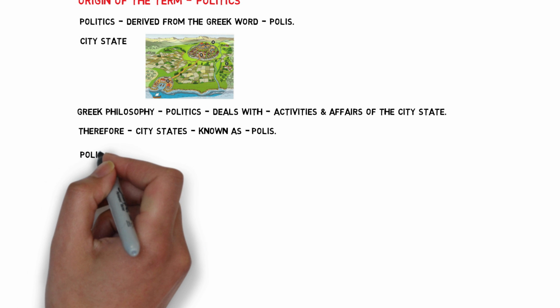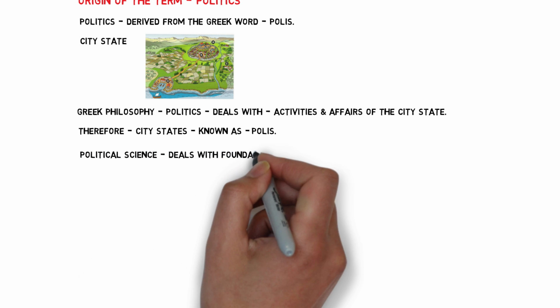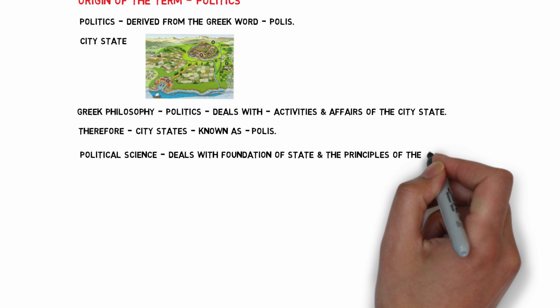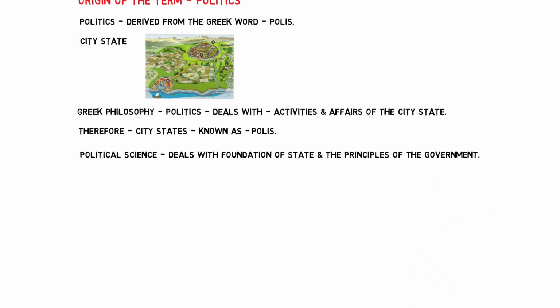Moving on, political science is that part of the social science which deals with the foundation of the state and the principles of the government. So in a broader perspective, political science talks about the foundation of the state: how the state has been formed, what are the reasons behind it, what is the nature of the state, or how people by and large decided to put together and make a state, as well as the different principles and functions of the government.